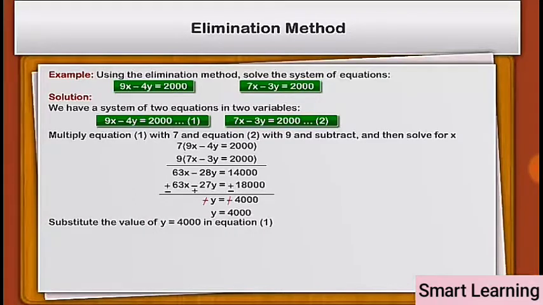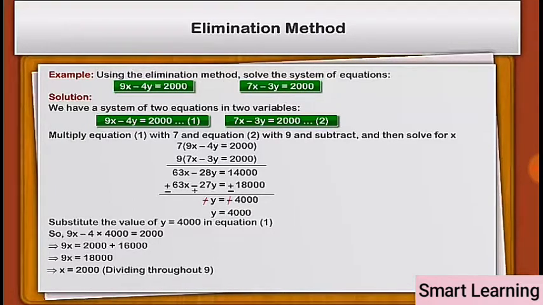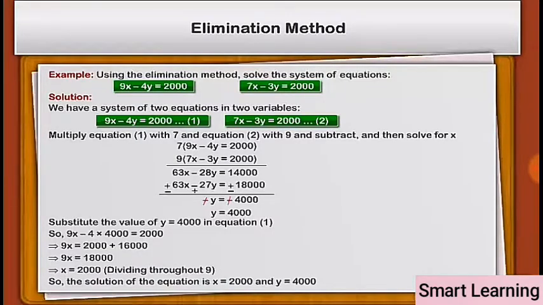Substitute the value of y is equal to 4000 in equation 1. So 9x minus 4 into 4000 is equal to 2000. This implies 9x is equal to 2000 plus 16,000, which implies 9x is equal to 18,000. Dividing throughout by 9, we get x is equal to 2000. So the solution of the equations is x equal to 2000 and y equal to 4000.